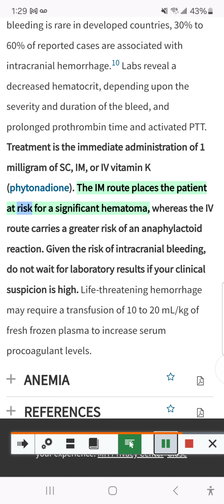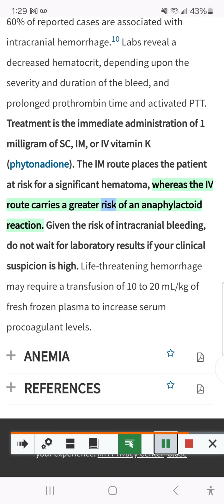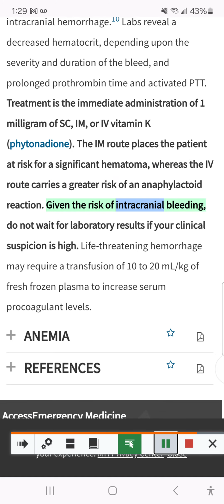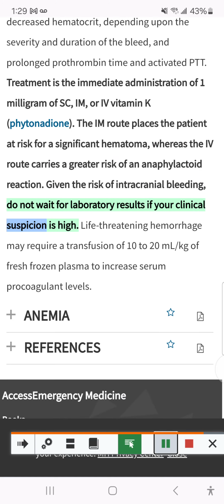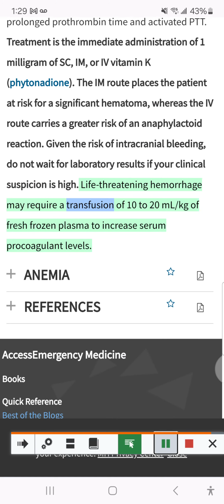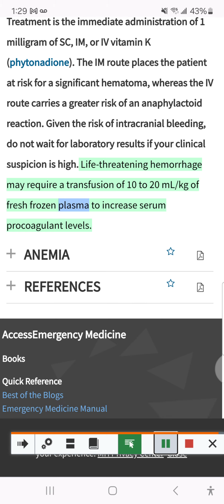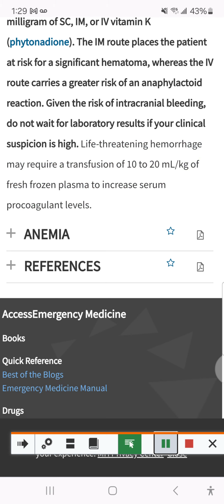The IM route places the patient at risk for a significant hematoma, whereas the IV route carries a greater risk of an anaphylactoid reaction. Given the risk of intracranial bleeding, do not wait for laboratory results if your clinical suspicion is high. Life-threatening hemorrhage may require a transfusion of 10 to 20 mL per kilogram of fresh frozen plasma to increase serum procoagulant levels.